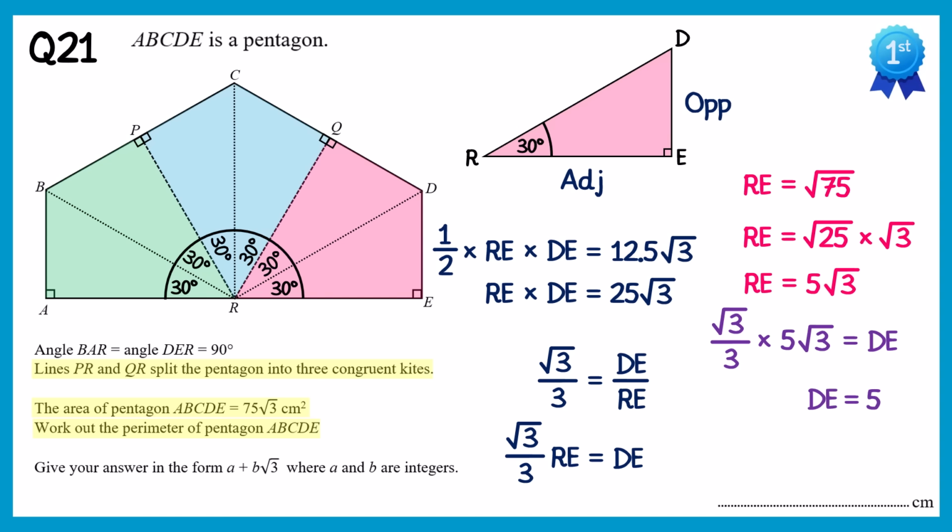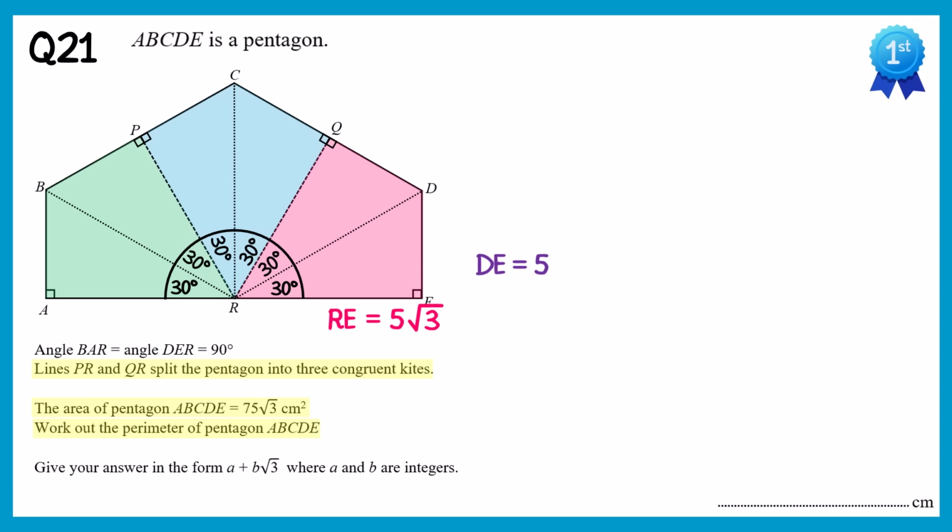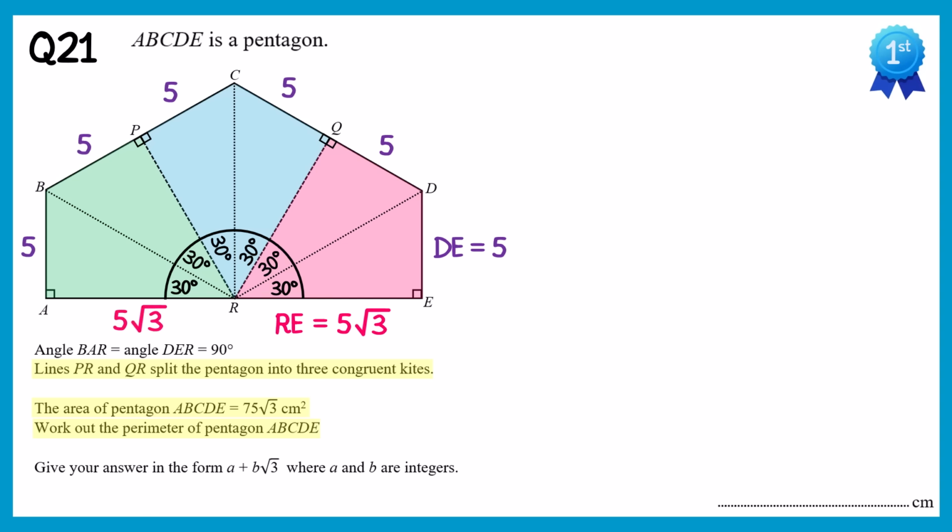Now let's add these lengths back onto the original diagram, so RE is 5 root 3 and DE is 5. Since these kites are all congruent, we can be sure that QD is also 5, so is CQ, PC, BP, and AB. And because RE is 5 root 3, AR must also be 5 root 3. So to work out the perimeter of the pentagon, we just need to add all of these lengths together.